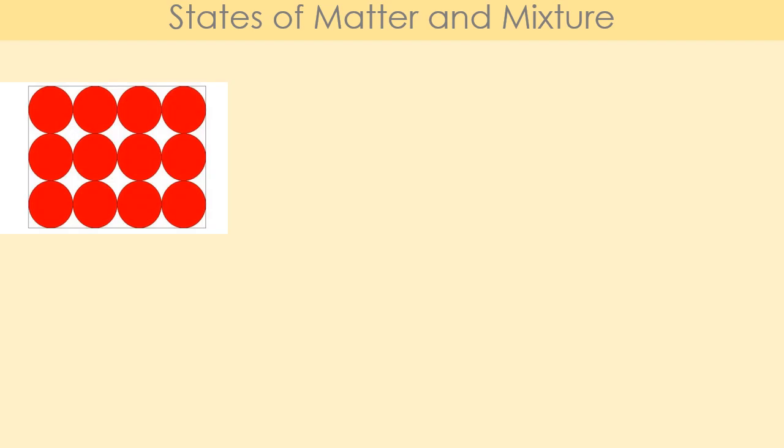So we're going to have a look at our three states of matter. So we have solid, liquid and gas. We'll look at the particle diagrams, so how you draw them, and then their properties as well. So first up we have a solid.